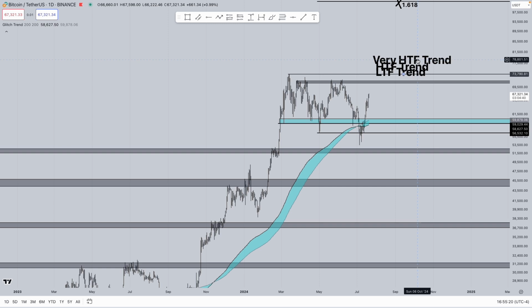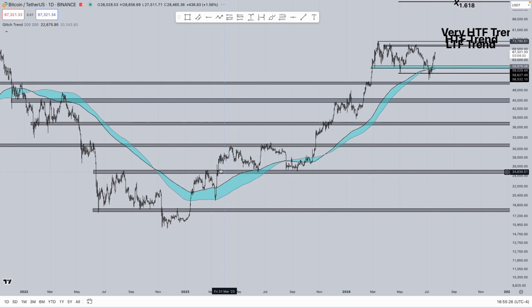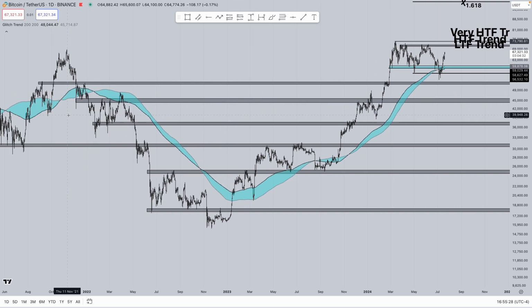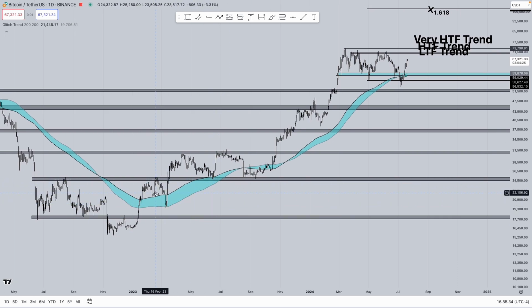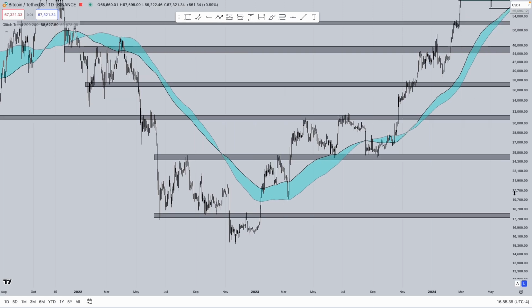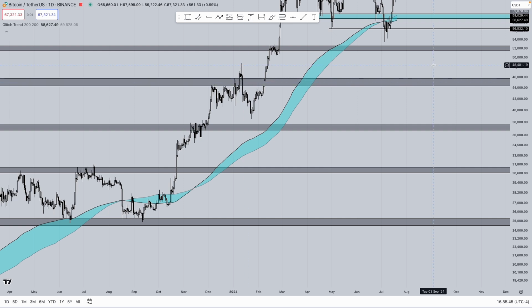So the daily time frame is what I use for my very high time frame trend. If you take a look here, you can see this daily trend very nicely respected. It held as resistance, flipped into support, retested it, continued higher, tested it once again, continued higher, and then we did lose it. But once we lost it, it held as resistance until we were able to reclaim it and continued higher.